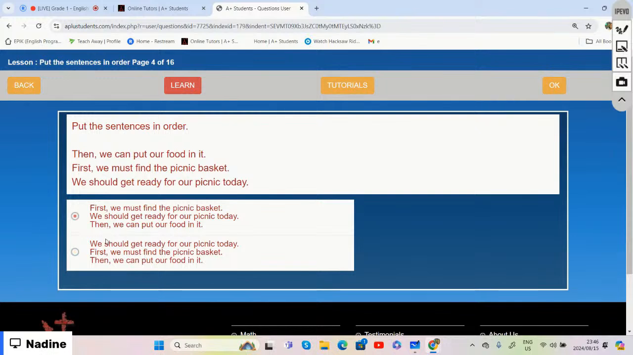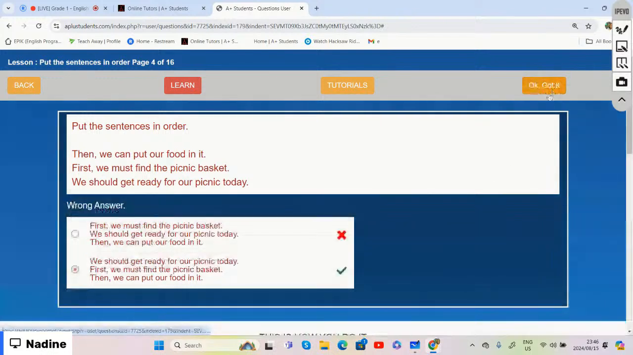The first option, because it says first we must. The second option, sorry. Guys, I'm not even properly focused. I apologize. Okay, so the second one was correct.